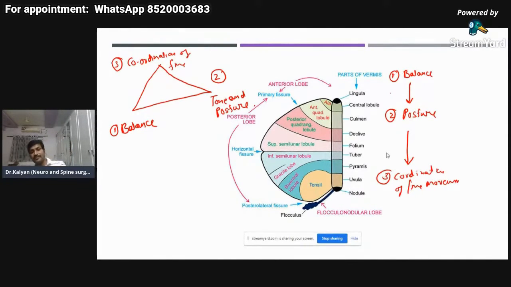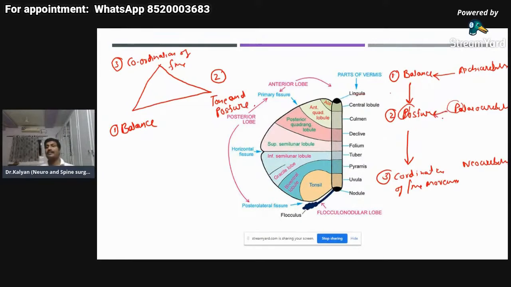From an evolutionary point of view, the cerebellum is divided into three portions. These three portions are called archicerebellum, paleocerebellum, and neocerebellum. Can you guess what is the function of the archicerebellum? Archicerebellum is the oldest cerebellum, and the oldest cerebellum's function is balance. Second one, what is the function of the paleocerebellum? P for posture.